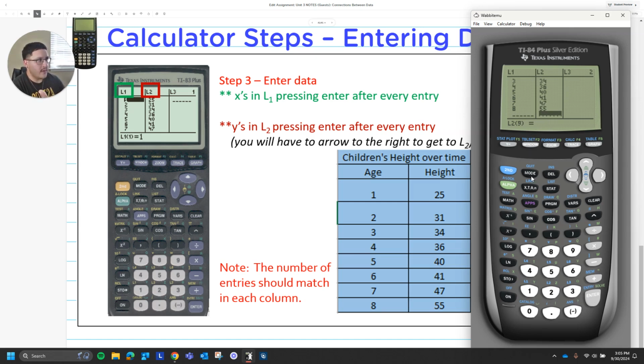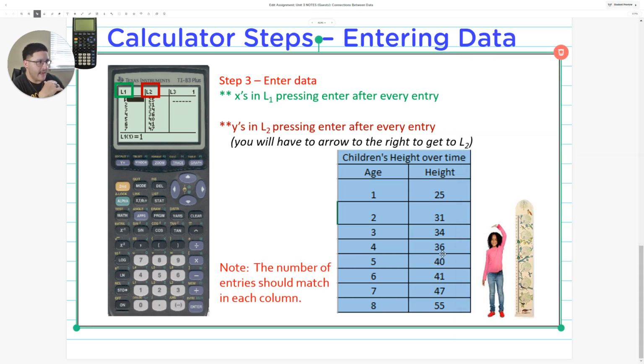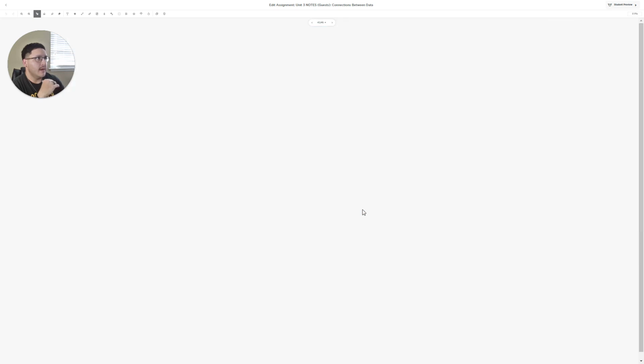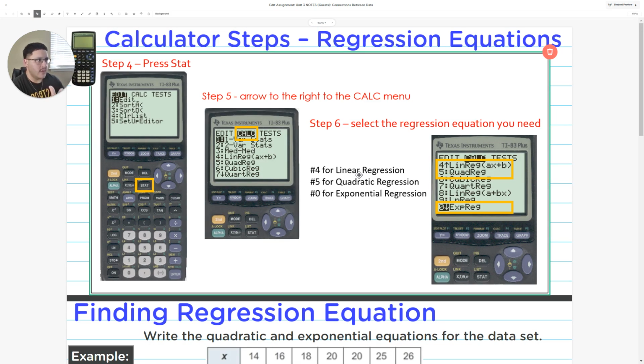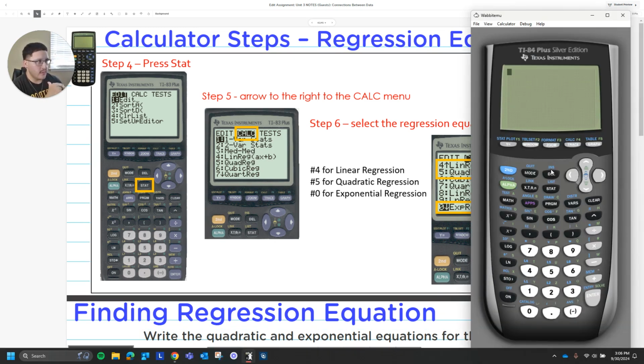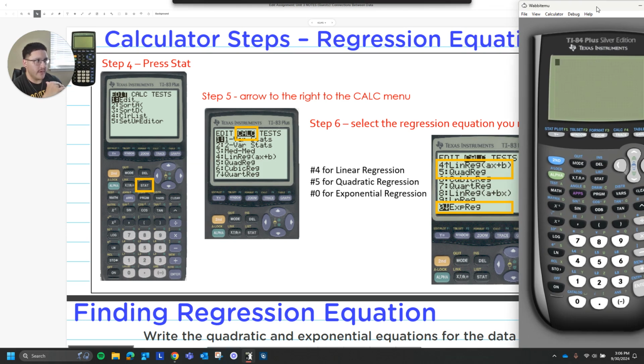Now, what I like to do is get out to the main screen by pressing second mode. You don't have to do that part, but I just prefer to do that for myself. And now we're ready to get all the different regression equations. So the calculator is going to do all of it for us. We just need to know which one we need to get.